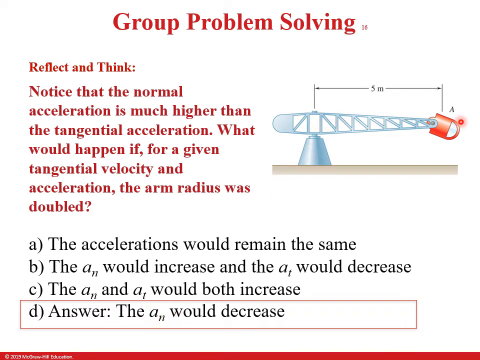That makes sense. If you double the length of that radius of the arm, the normal acceleration is going to be smaller. If you're in this and it's spinning around at a given rate, the longer that arm is, the lower that normal acceleration would be. So you can think about that for a little bit if you need to. It's a little bit wordy, but it does make sense.